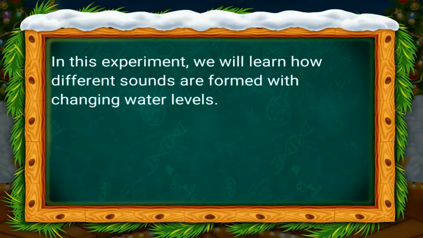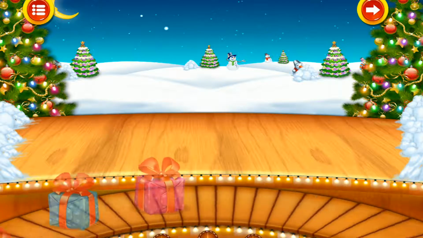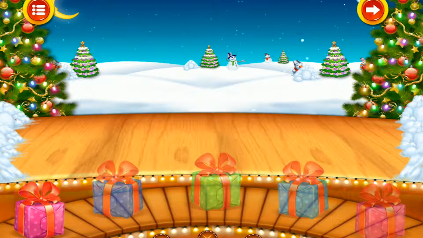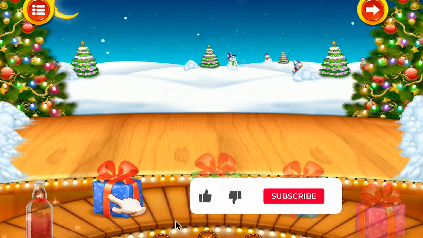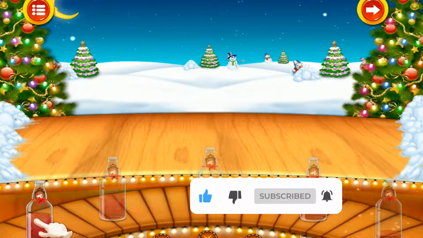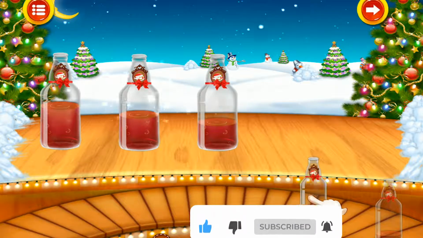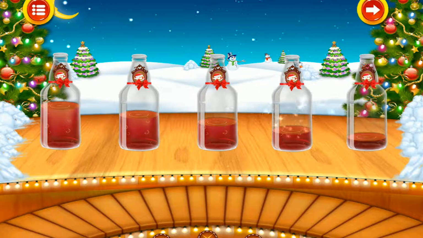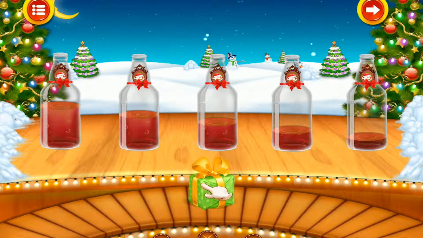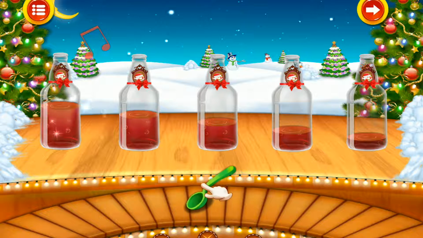In this experiment, we will learn how different sounds are formed with changing water levels. Now place all the bottles on the shelf. All the bottles have different water levels. Take the spoon and tap on every bottle.